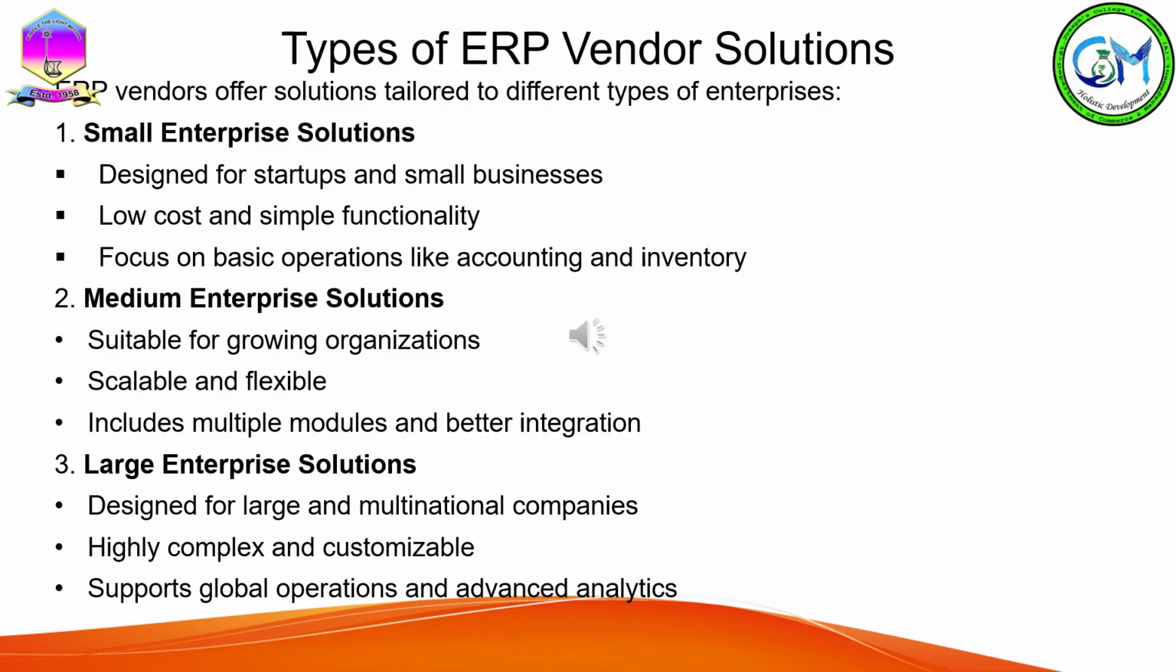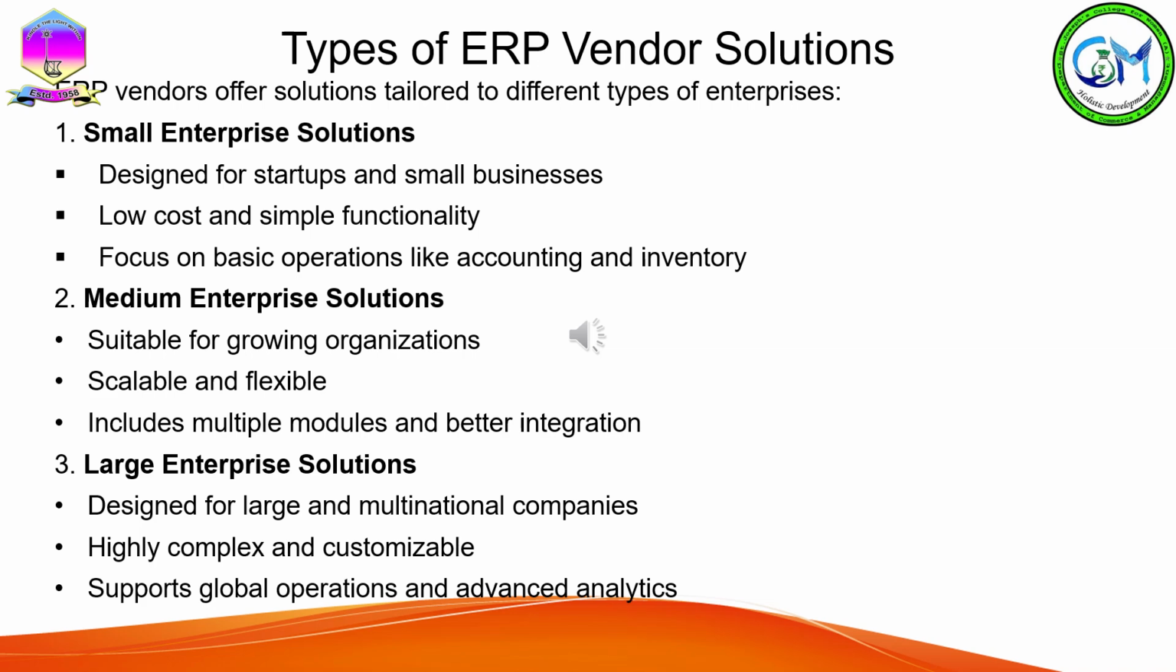The types of ERP vendor solutions. ERP vendors offer solutions tailored to different types of enterprises. There are three: small enterprise solutions, medium enterprise solutions, and large enterprise solutions. Small enterprise solutions are software designed for startups and small businesses. They include low cost and simple functionality, and focus on basic operations like accounting, inventory and stock. The next one is medium enterprise solutions, suitable for growing organizations, scalable and flexible. They include multiple modules and better integration.